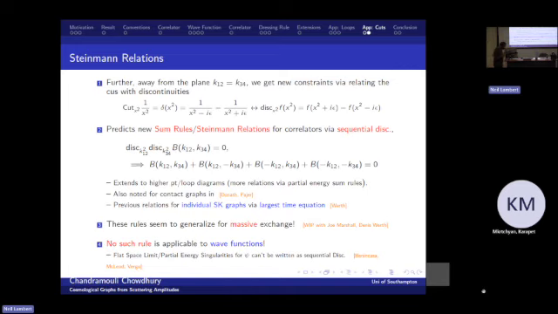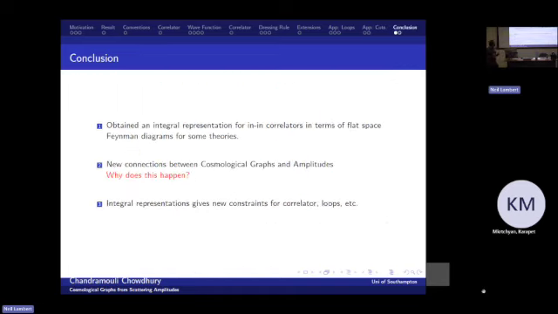Very good. There's some story for the wave function, but I have minus 30 seconds. So let me just conclude.